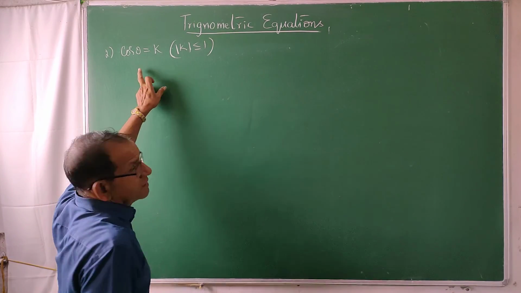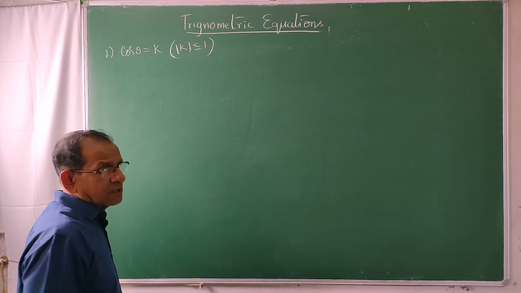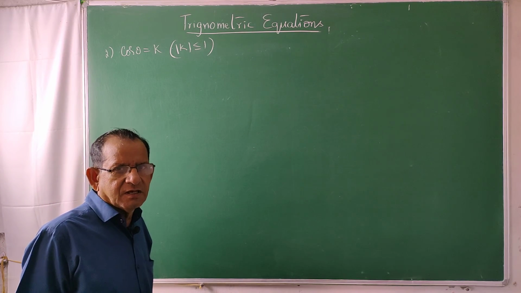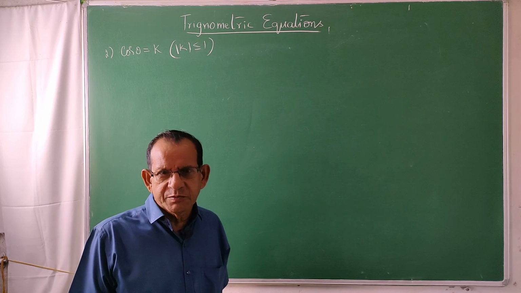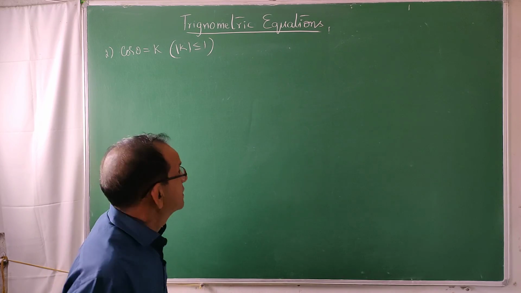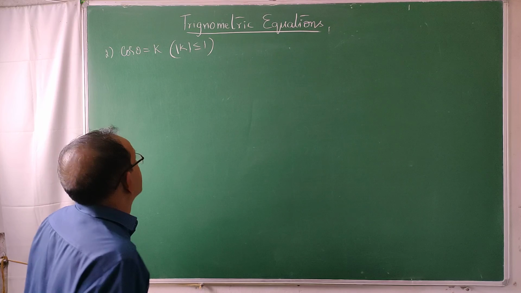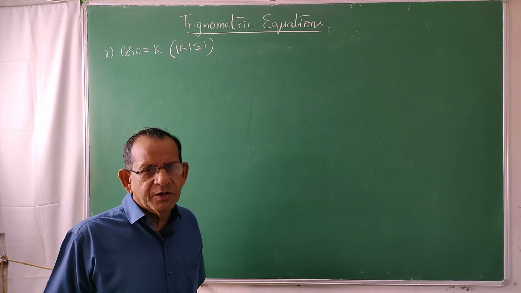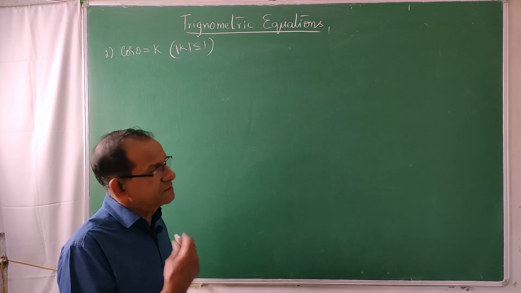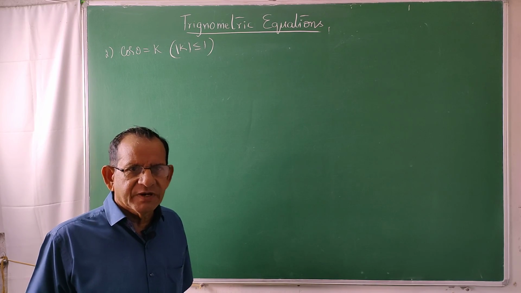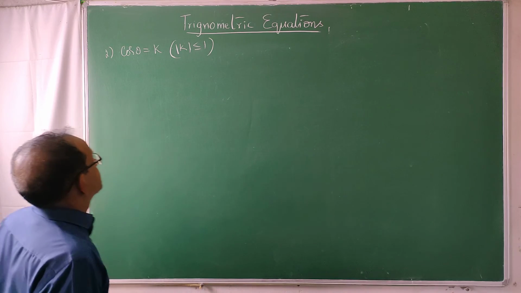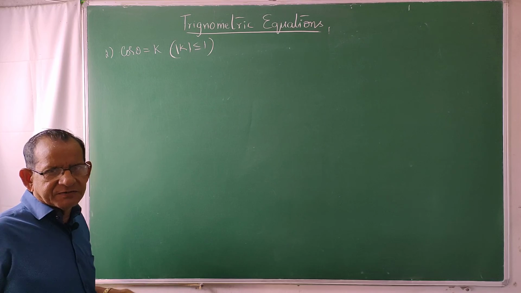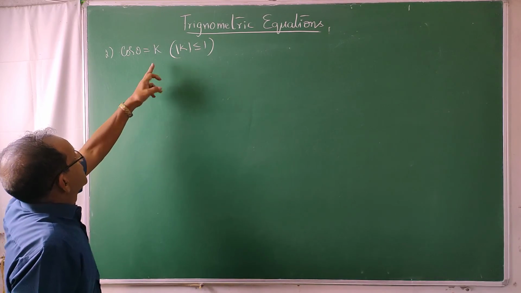Now, we shall discuss this trigonometric equation cos theta is equal to k, where modulus of k is less than or equal to 1. That means k should be in between minus 1 and plus 1. Then only it is possible to solve. Now, the principal value of theta lies between 0 and pi. Now, in case of sin theta is equal to k, theta lies between minus pi by 2 and plus pi by 2. So, depending upon the value of k, we can find a fixed value between 0 and pi, so that cos alpha is equal to k.